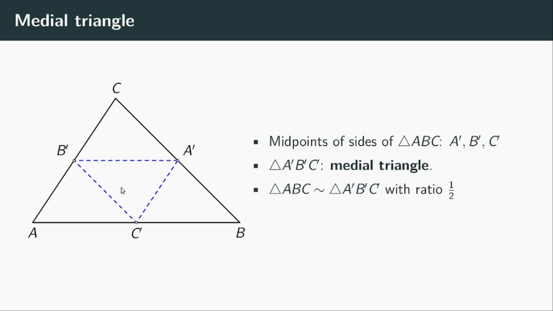These four triangles are all congruent to each other, and they are all similar to the big triangle, with either ratio 2 or ratio 1/2, depending on which order you're saying. They're half the size of the big triangle. So I say triangle ABC is similar to triangle A prime B prime C prime with ratio 1/2. If I reverse it and say triangle A prime B prime C prime is similar to triangle ABC, I get ratio 2.